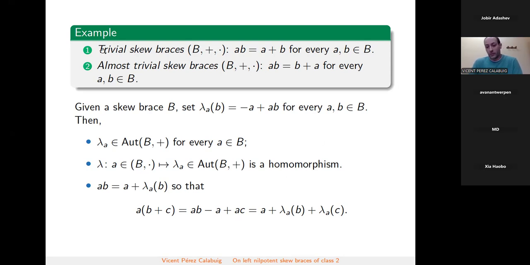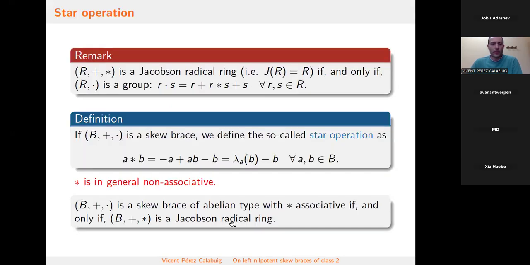Okay. And also, for instance, the reason for calling trivial skew braces those braces is because in this case, we can see that the lambda map or the lambda action is trivial. Okay, so now, if we want to define nilpotency notions in skew braces, we need what we call a star operation in skew braces. But first, let me give you the following remark.